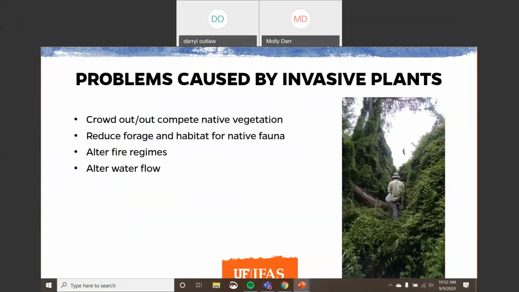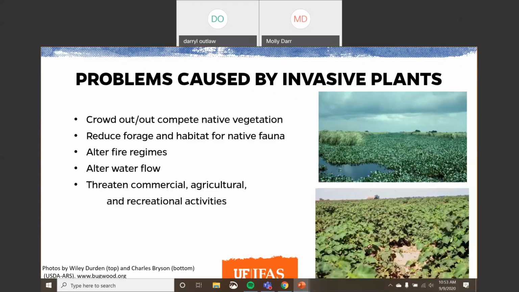Problems caused by some of these invasive species are environmental in nature. They can crowd out and outcompete native vegetation. You see in this photo old world climbing fern climbing up over trees. They have found deer that have gotten tangled in these mats and actually died because they couldn't get out. So these can cause some massive environmental issues. When you crowd out and outcompete your native vegetation, you reduce the forage and habitat for your native fauna. You can also alter fire regimes and alter water flow.